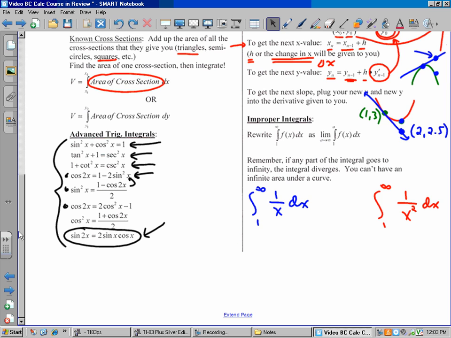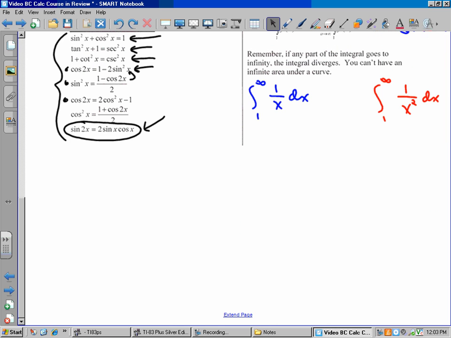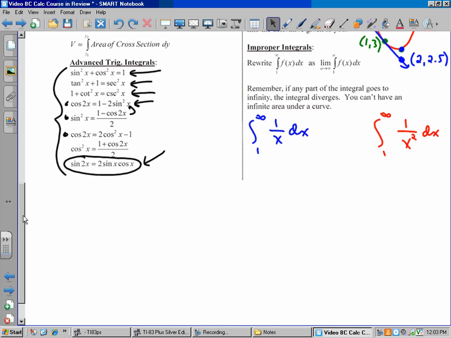Improper integrals, I've got a couple of examples for you here. We are going to treat an improper integral as a limit. So how do we deal with limits? Well, we approach a particular y value. So watch for this example here.